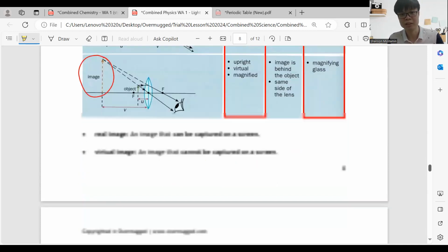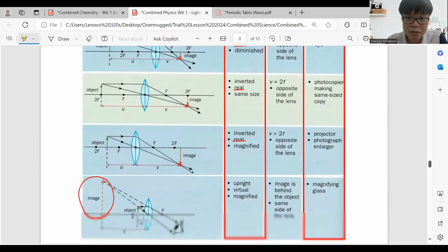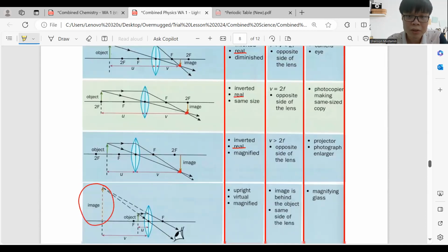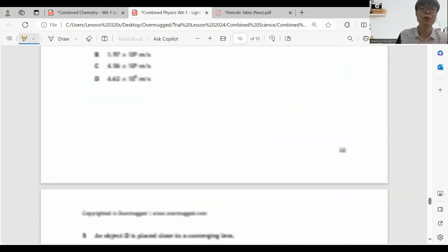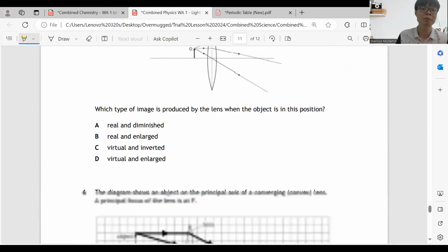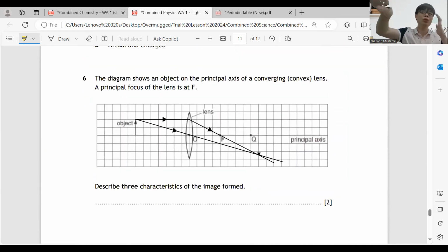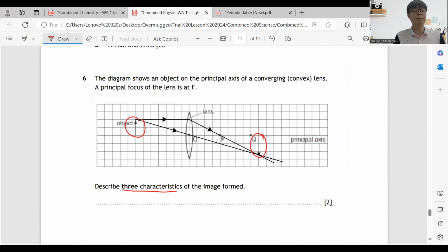Then what else do we have here? For this part, you just need to take note of the adjectives, the keywords. How do you describe images? Your questions will look something like that. Schools usually will give you the diagram, and you just describe for me the characteristics, like that compared to like that. How is the new image formed compared to the object?